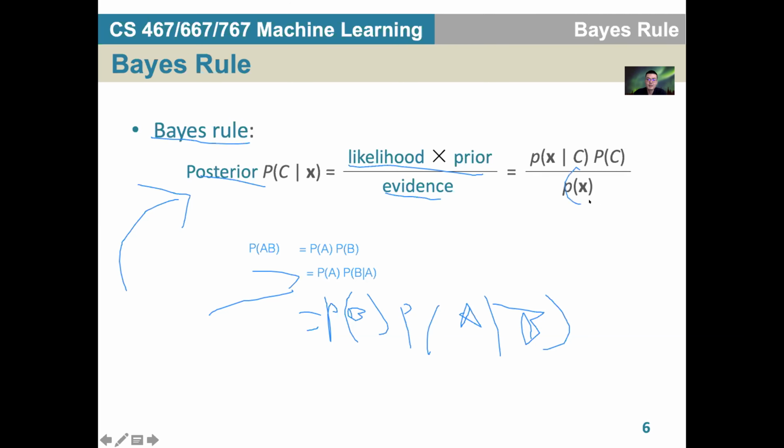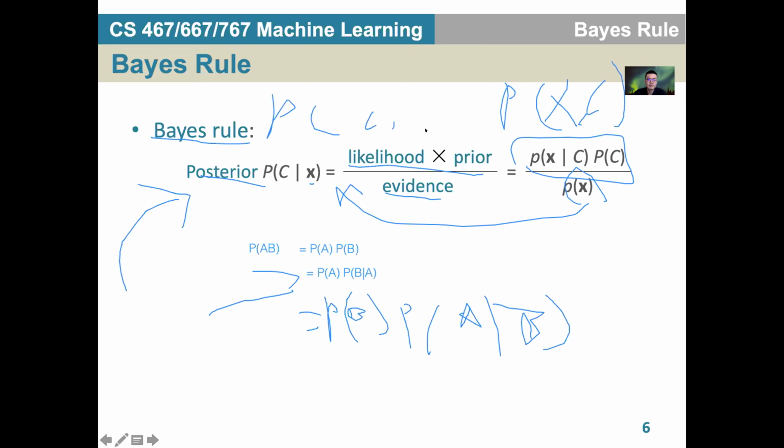Basically, if you think about this times to here, this thing is P(X,C), where both happen. It's also P(C,X). They are the same. Both C and X happen. Any questions?